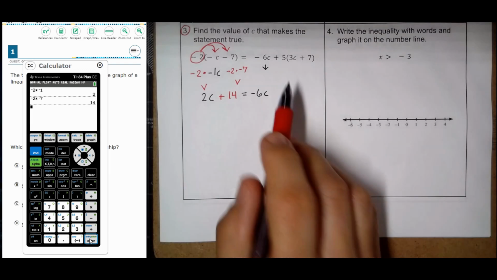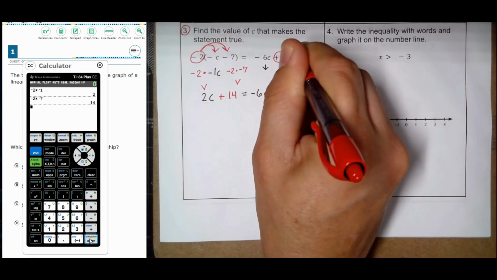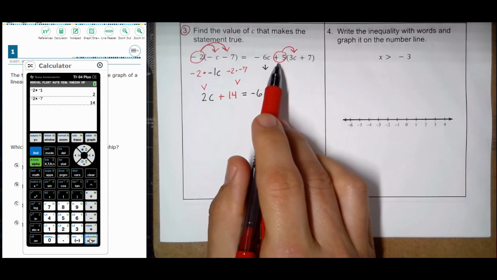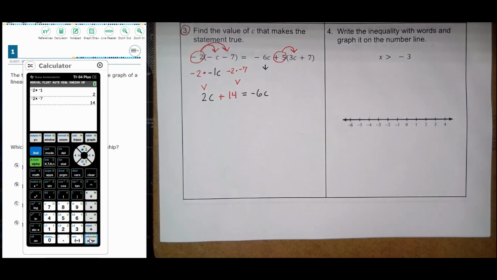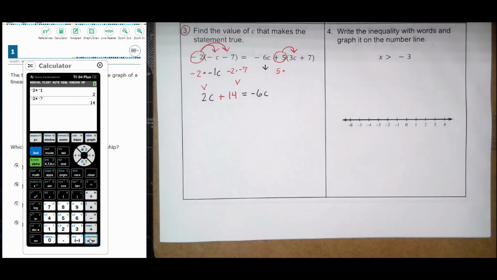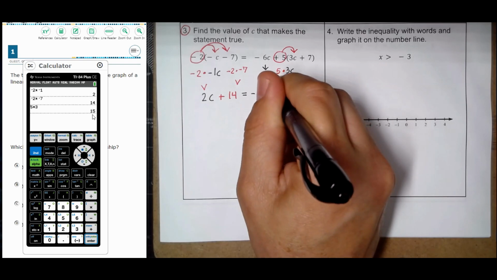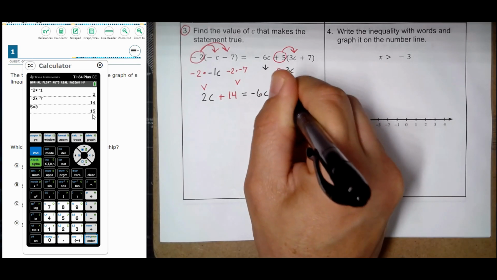Now, we do have some distributive property going on right here, so we need to distribute this positive 5 to both terms on the inside of the parentheses. So positive 5 times 3c. So I'm going to write that down. So positive 5 times 3c. And most of you probably know what 5 times 3 is, right? But if you don't, hesitate to use the calculator. And it's going to be 15. So I'm going to go ahead and say this is going to be positive 15c.